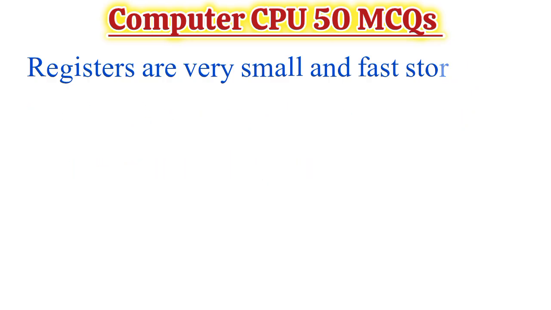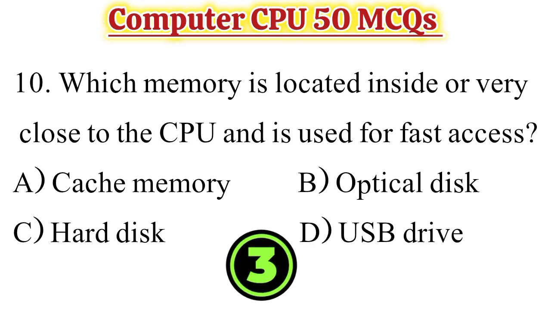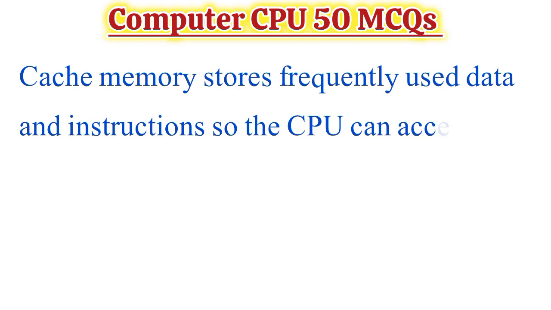processing. 10. Which memory is located inside or very close to the CPU and is used for fast access? A. Cache memory. B. Optical disk. C. Hard disk. D. USB drive. Answer: Cache memory. Cache memory stores frequently used data and instructions so the CPU can access them quickly.